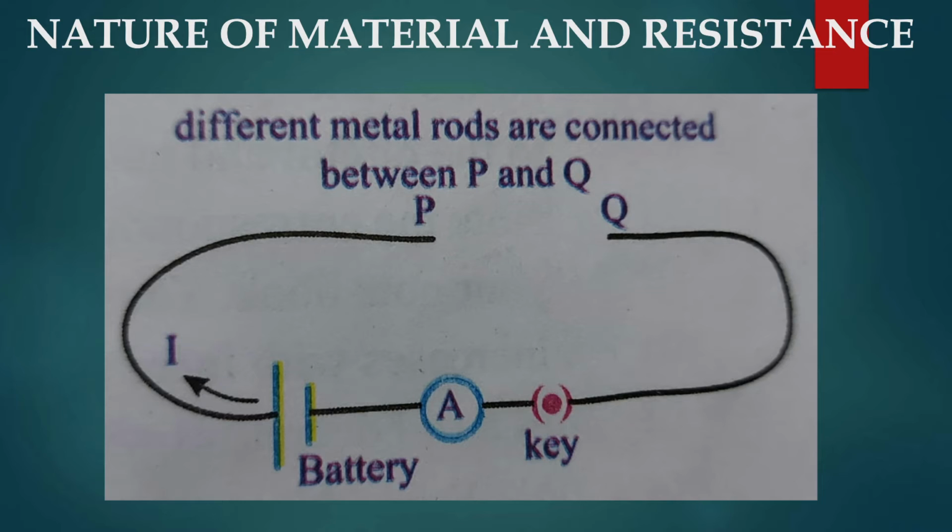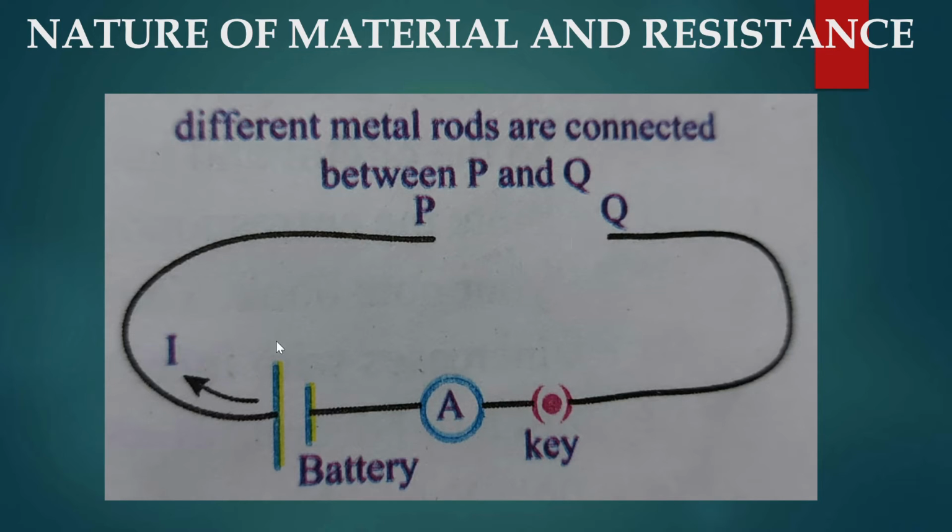Now coming to nature of the material and resistance. Collect different metallic rods of same length and same area of cross section like copper, aluminium, iron, etc. That is, we are selecting some metallic rods. See to it that they are of same length and same area of cross section, and you are going to connect them between these two points P and Q, thereby completing the circuit.